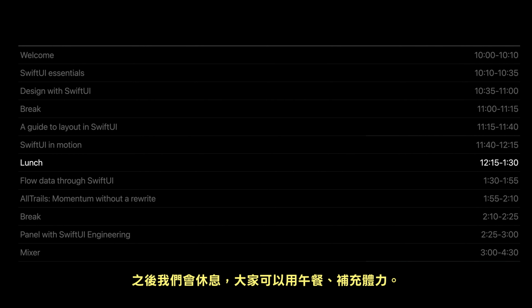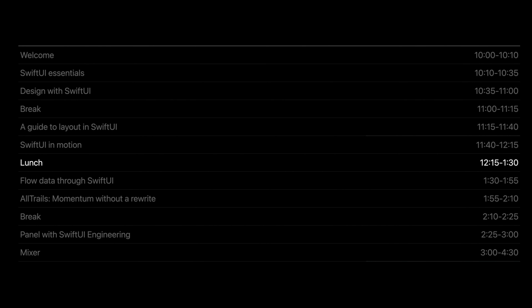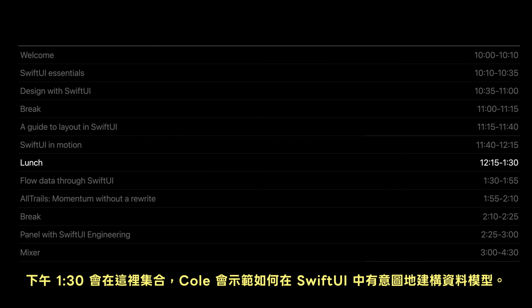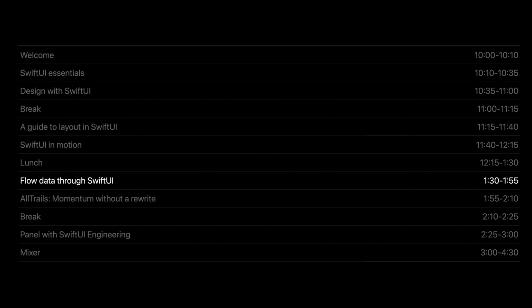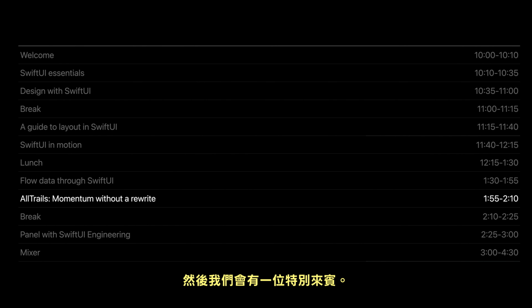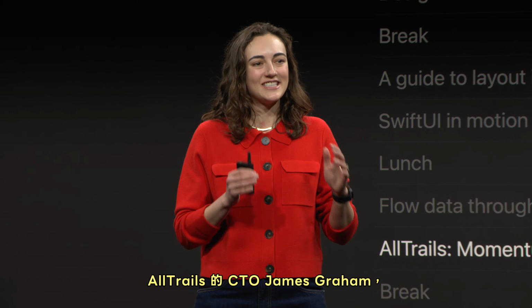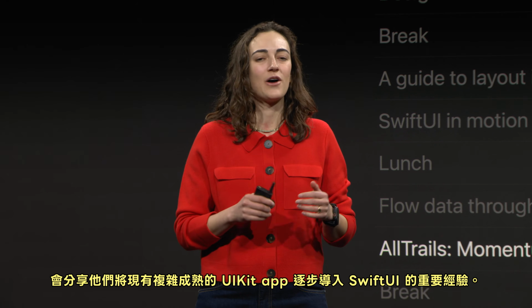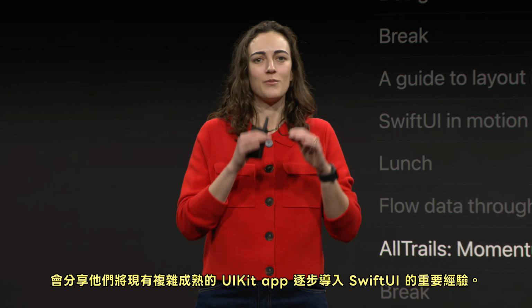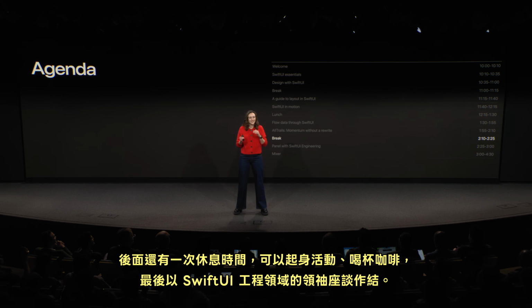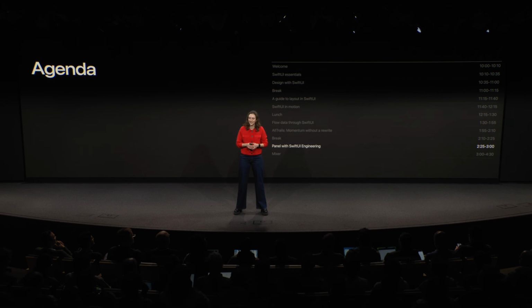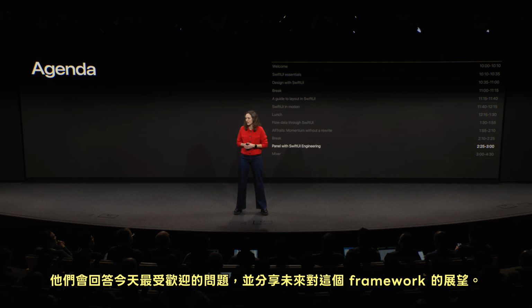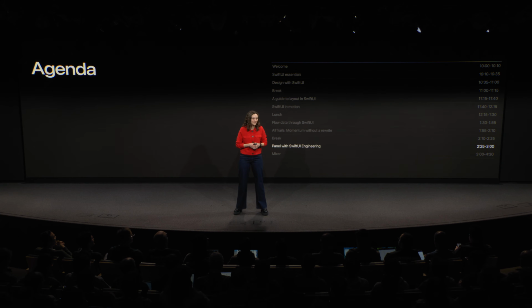Then we'll take a break for lunch to grab some refreshments and reset. We'll meet back here at 1:30 Pacific when Cole will demonstrate how to model your data with intention in SwiftUI. And then we have a special guest. James Graham, the CTO of AllTrails, will share key learnings about their journey incrementally adopting SwiftUI from a complex, mature UIKit app. We'll take one more break to stretch and grab some coffee, and then end the day with a panel of leaders in SwiftUI engineering. They'll answer some of the most popular questions from today and share their vision for the framework.